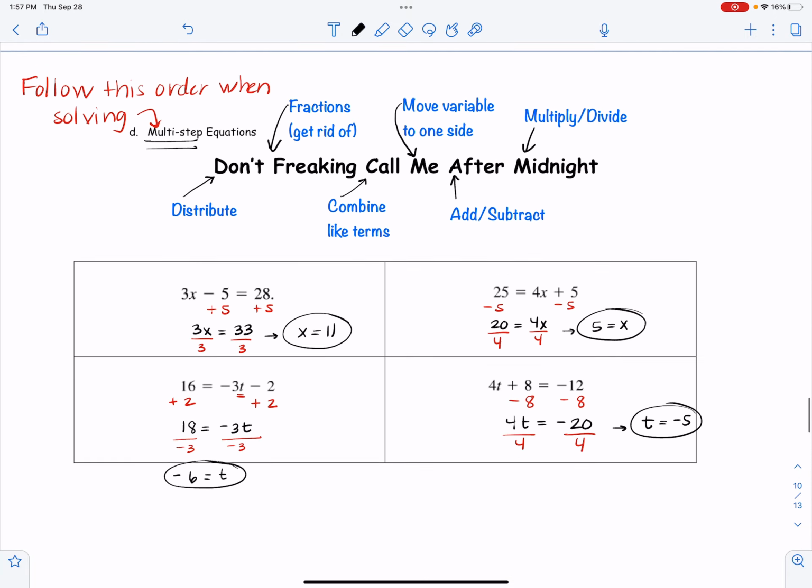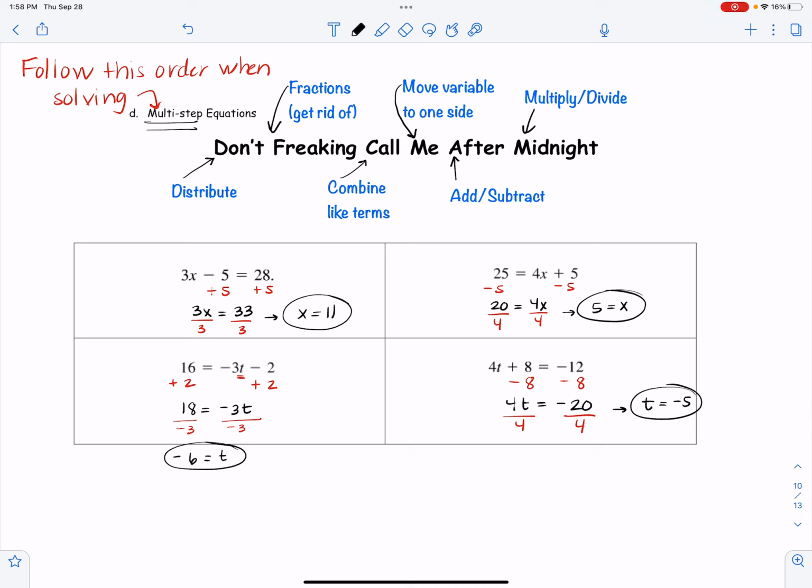When you have multi-step equations, where it takes more than just one step to get to the answer, you do want to be careful about your order. You've got a little acronym here, kind of like order of operations, but this is different. Order of operations is what you follow to evaluate something. The directions you're seeing here are the steps you take to solve an equation.